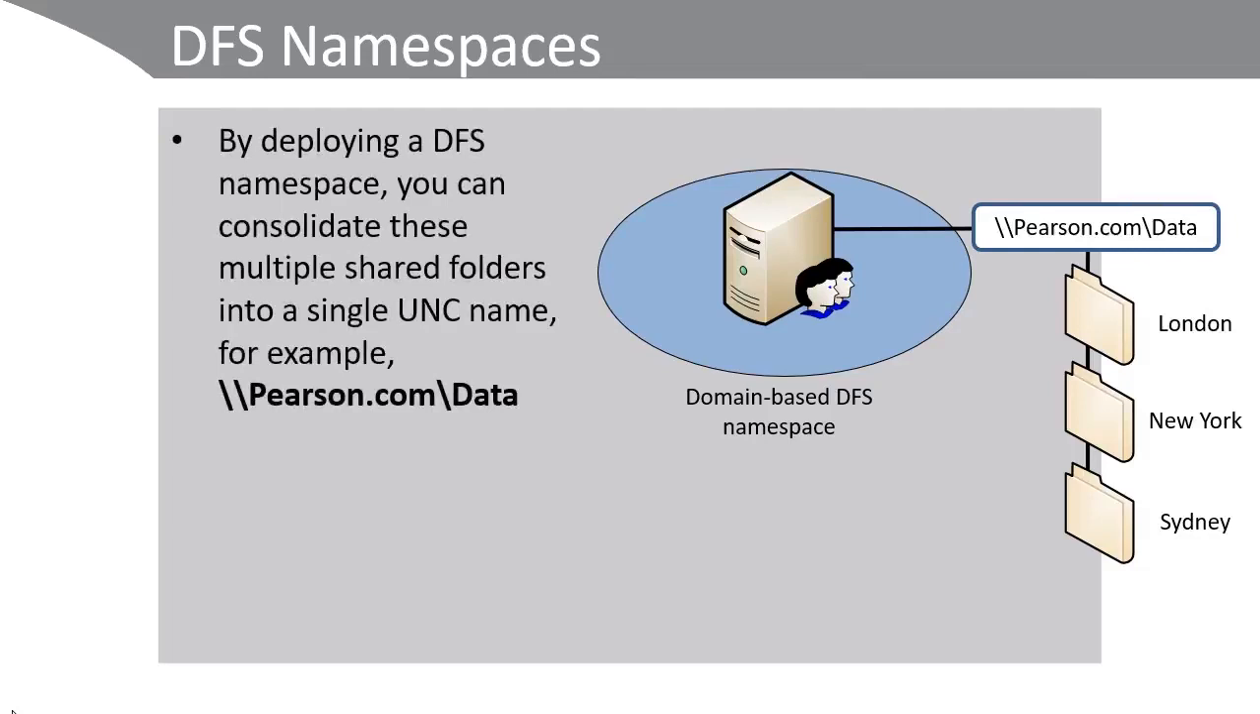By deploying a DFS namespace, you can consolidate those separate shared folders into a single UNC name. For example, /pearson.com, which is the domain name, /data. This is far more convenient for your users.